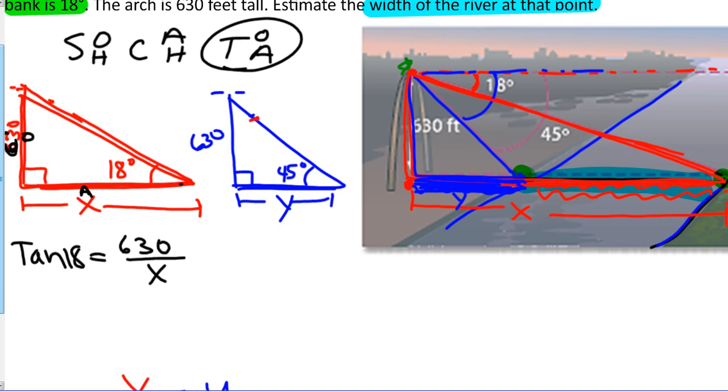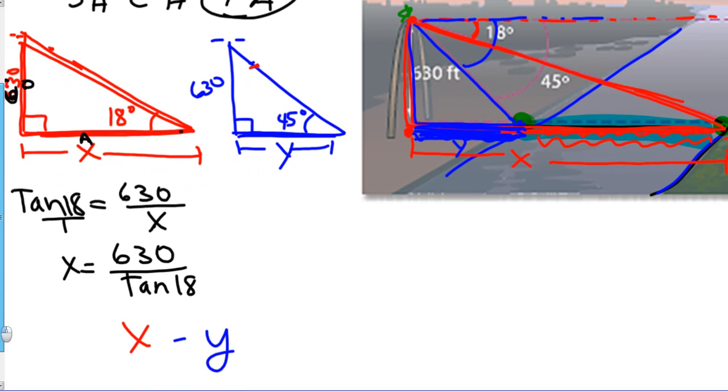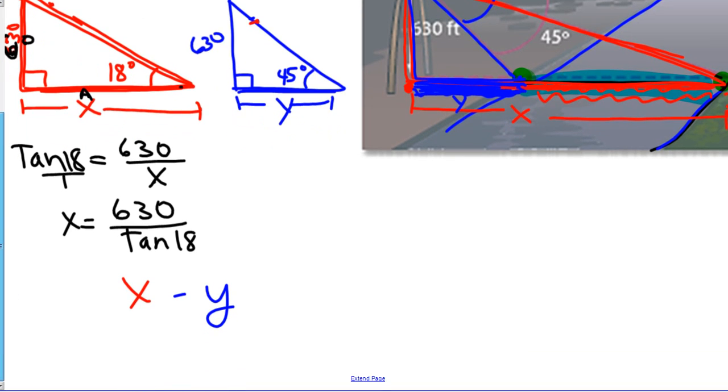You might notice that your variable is in your denominator. So if you're thinking divide, you are correct. Okay? If you're thinking make a proportion, put it over 1, and cross multiply, you are also correct. In your calculator, you're going to end up doing 630 divided by tan 18. Go ahead and do that. Make sure you can get the right answer.